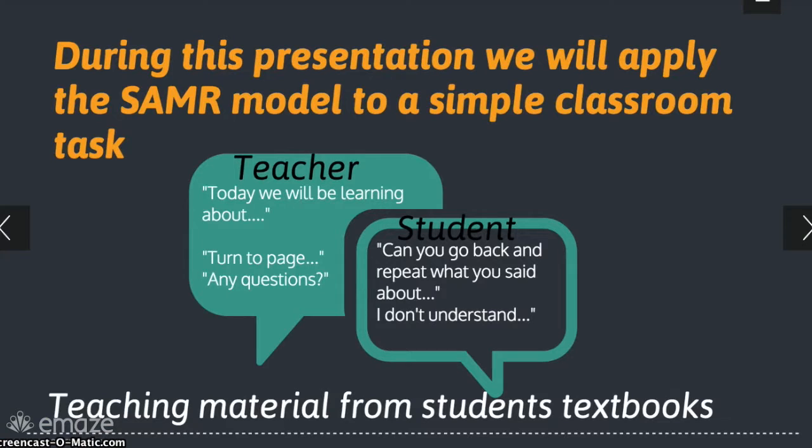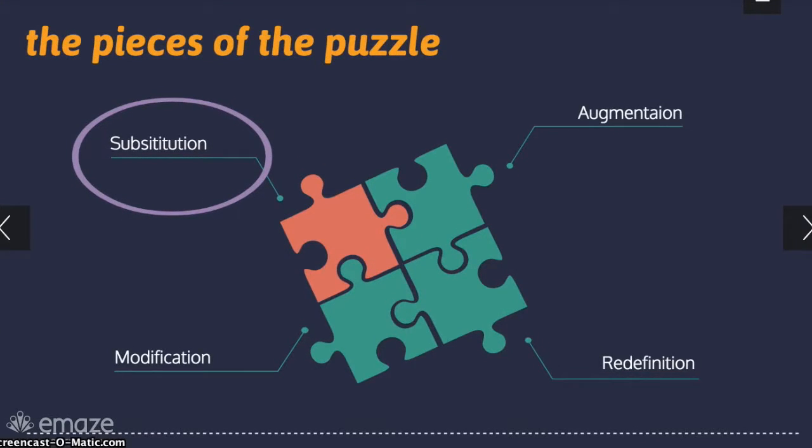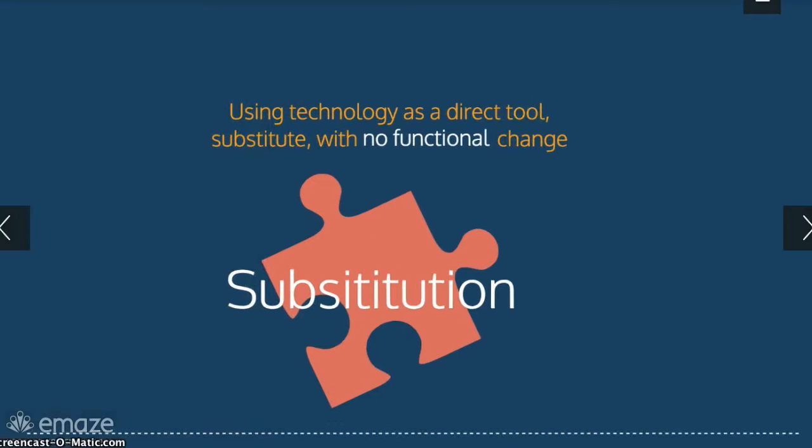So to show each of these building blocks, I am going to use just a simple classroom task as teaching material for students to show you different ways to change this to go with each different type of the SAMR model. The first piece we are going to work with is substitution, which is using technology as a direct tool but with no functional change in the classroom.